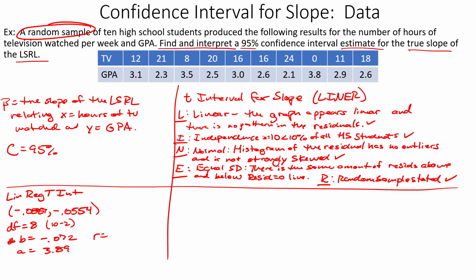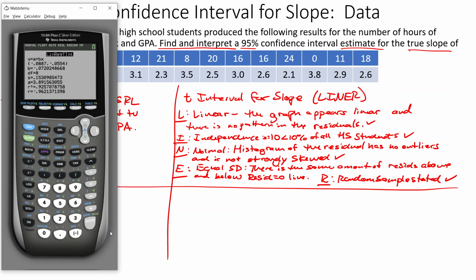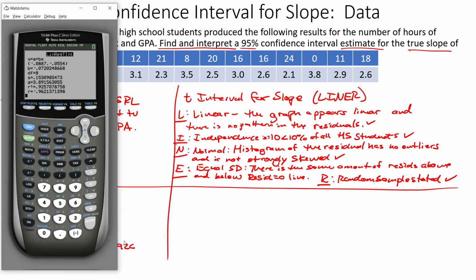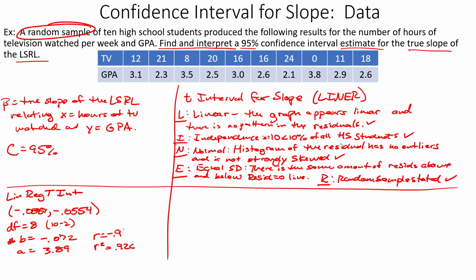They gave us our R value. They gave us our R squared value. They gave us basically everything that we could ever want from this. So 0.926 for R squared, and it was negative 0.962, other way around, huh?